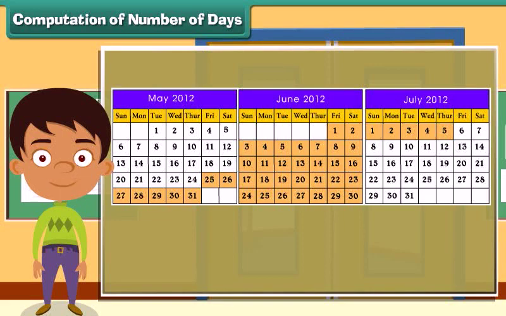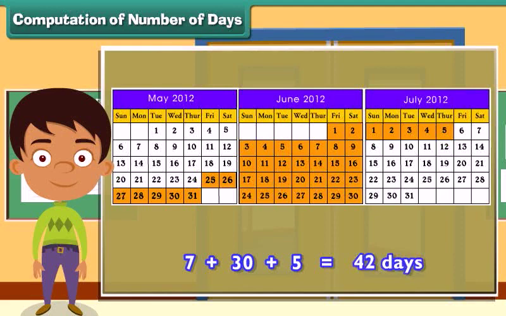There are 31 days in May. So 7 days of May from 25th May to 31st May were included in the summer vacation. All the 30 days of June were included in the summer vacation. 5 days of July from 1st to 5th were also included in the summer vacation. Now add 7, 30 and 5 to get the total number of days in the summer vacation as 42 days.